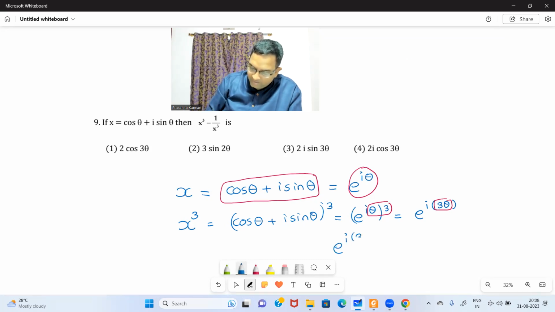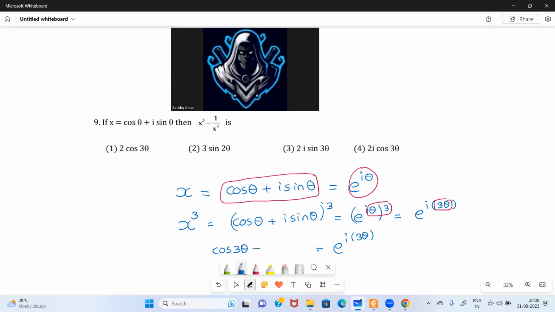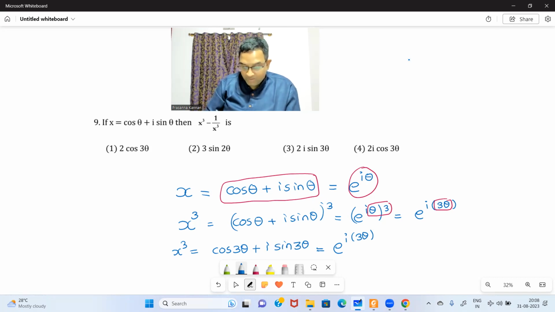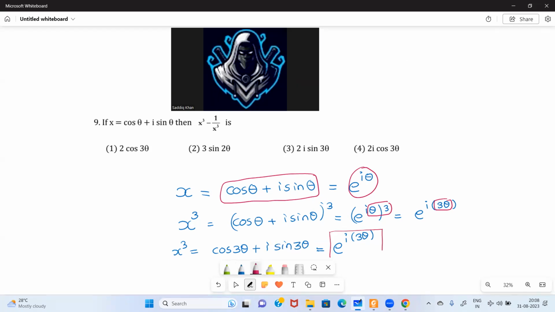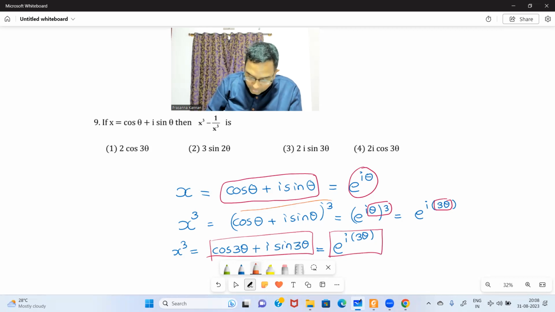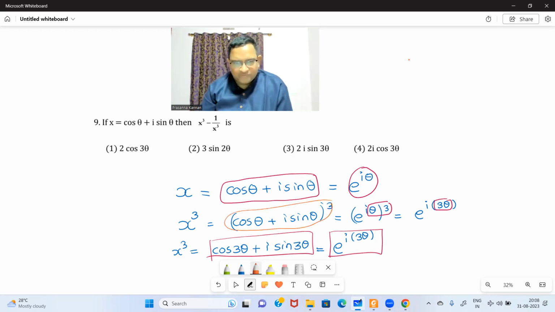So e power i 3 theta is nothing but what? Come on, tell me. x cube. Correct. But isn't it cos 3 theta plus i sin 3 theta? Yes, sir. So what is the benefit of using Euler's formula? I don't need to do the cube of this, correct? Otherwise, I have to do the cube of this, correct?